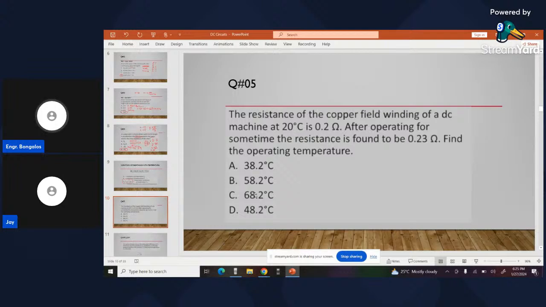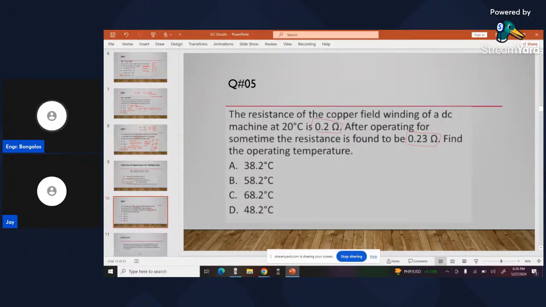So, apply natin siya sa example. The resistance of the copper field winding of a DC machine at 20 degrees is 0.2 ohms. After operating for some time, the resistance is found to be 0.23 ohms. Find the operating temperature. So, yung wire kasi natin, habang tumatagal, umiinit siya or yung resistance natin nagbabago based sa surrounding temperature. Kaya kailangan natin ma-compute yung operating temperature niya.